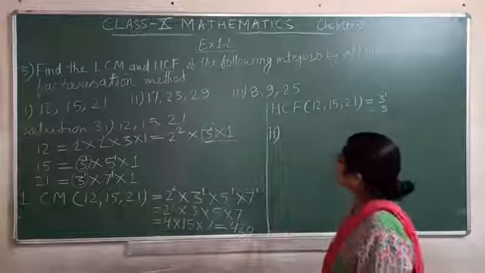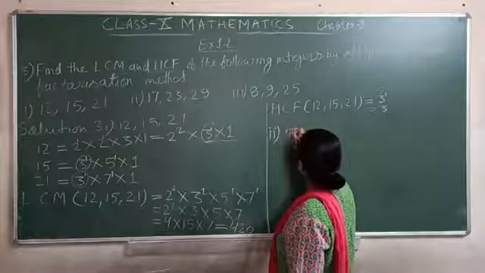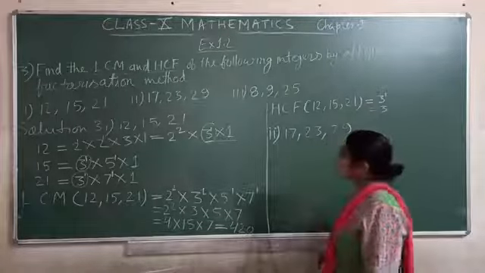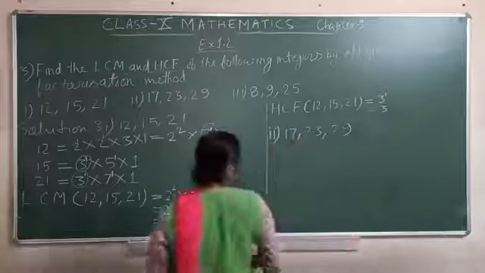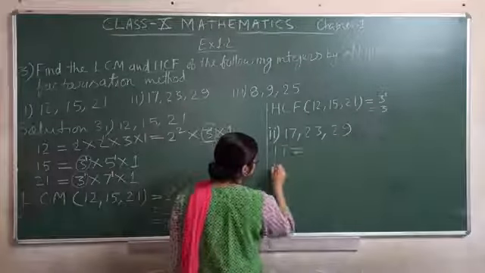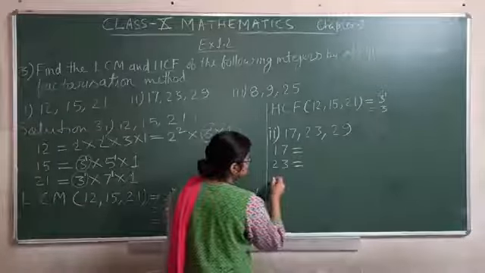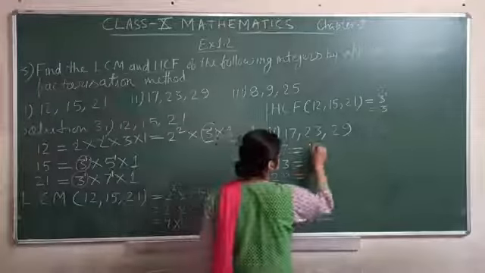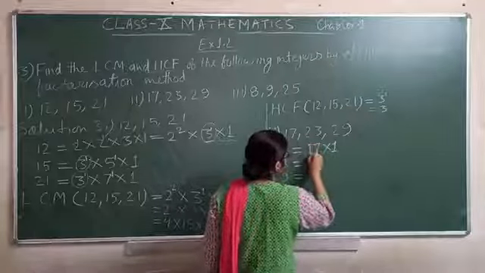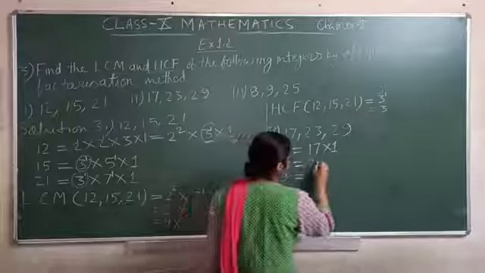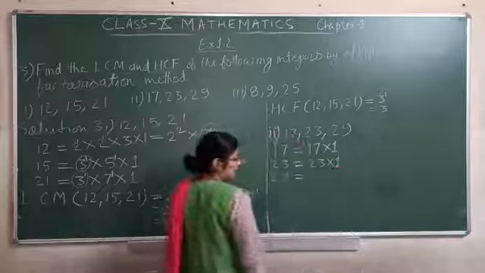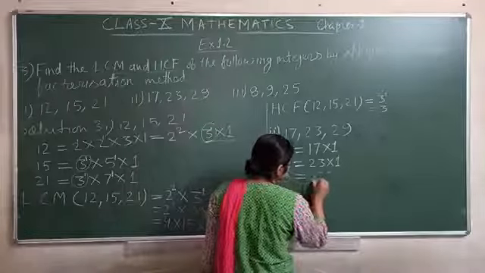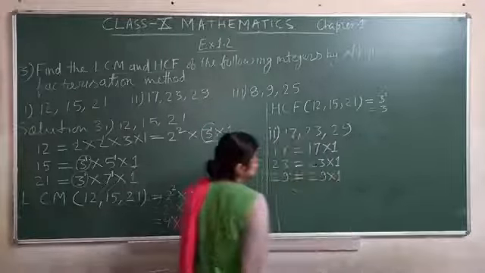Okay, next question is 17, 23 and 29. Simple question. First we have to make prime factors. 17 equals, and 23 equals, and 29 equals. 17 is a prime number, so 17 into 1. Okay, 23 also prime number, so 23 into 1. You know that prime numbers have only 2 factors. And 29 also prime, so 29 into 1.